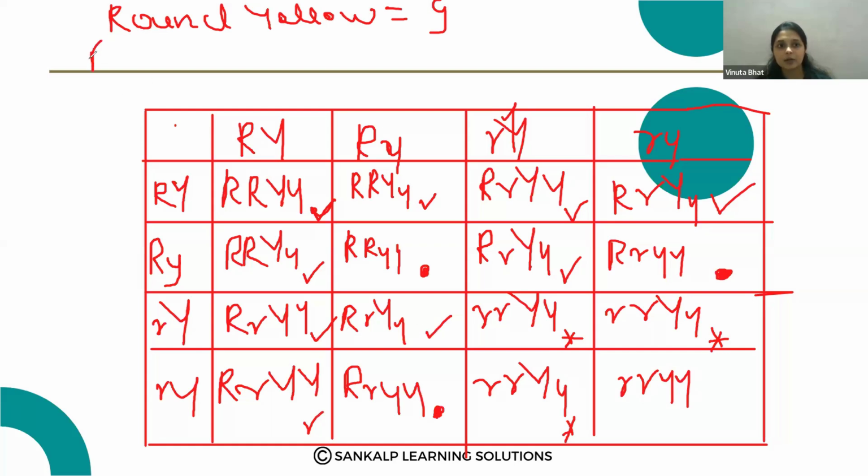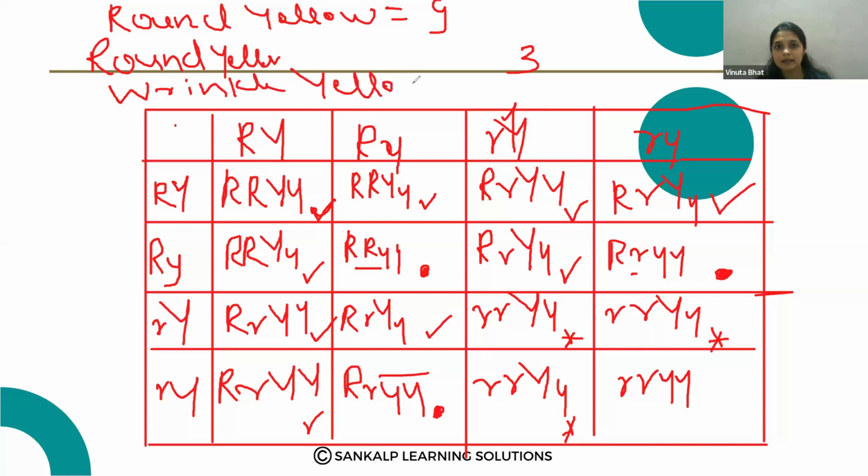And round yellow seed producing plant, round yellow seed, here this is round yellow seed, and second one and third one. So 3 round yellow seed producing plants, and wrinkled yellow seed, 1, 2, 3. So that is also 3. And last one, wrinkled green seed producing plant, that is 1.